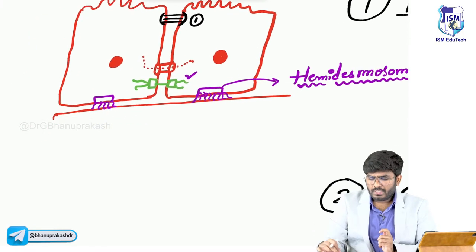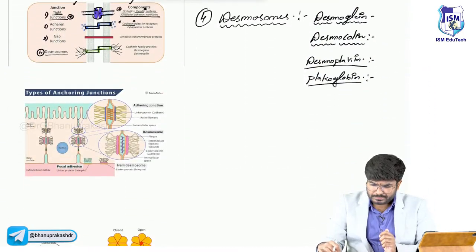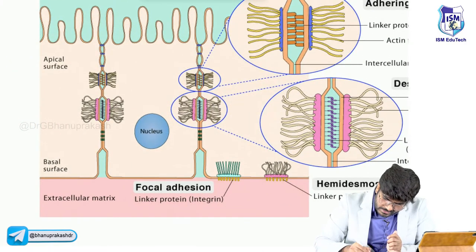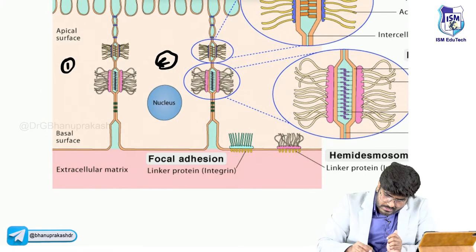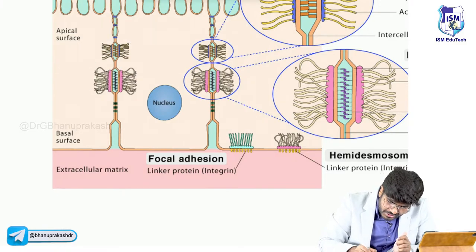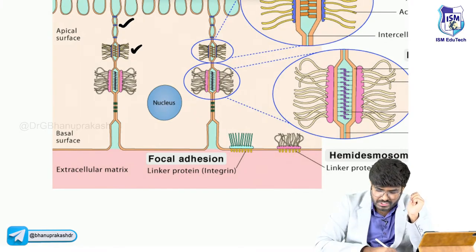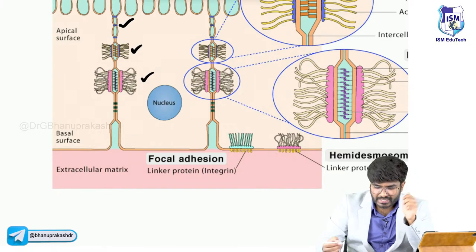Now let me show you here. So this is one cell, second cell. Here you can see different types of junctions. The first junction is a tight junction. Let me erase and write one by one. So these are the tight junctions. Next, adherent junctions. After adherent junctions, you can have desmosomes also. Here gap junctions are not shown.